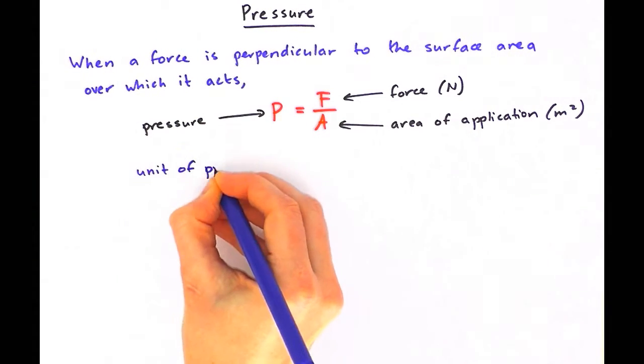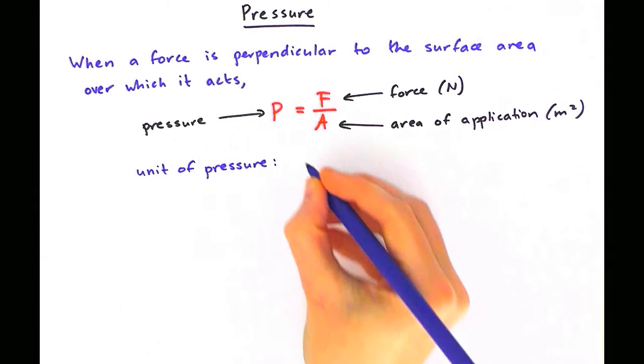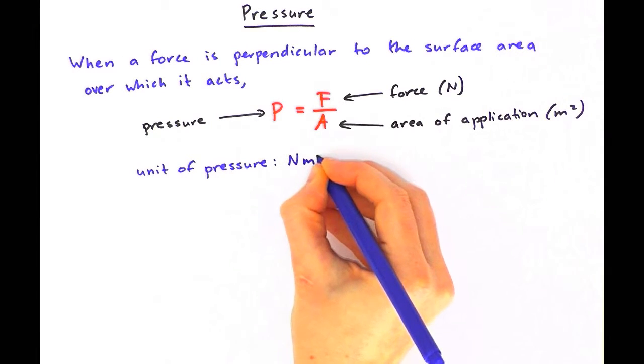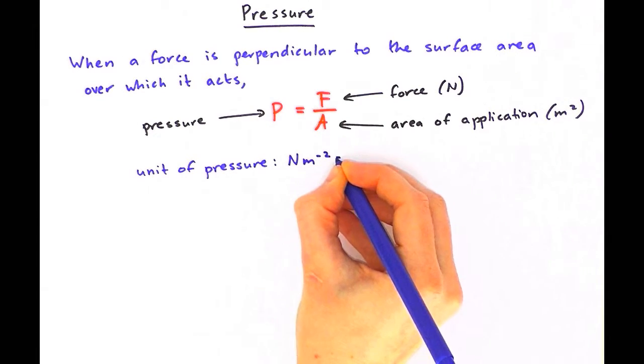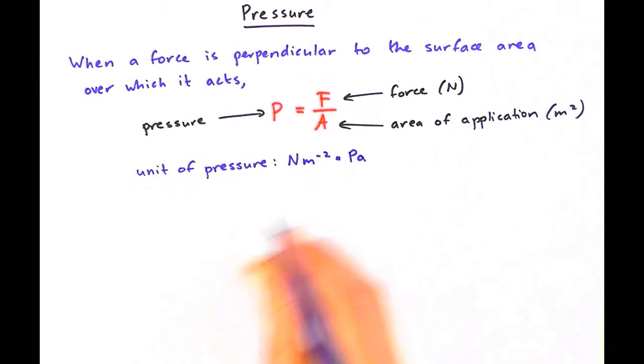So what are the units of pressure then? Well, the equation basically tells us what they are, because we've got newtons divided by meters squared, so we get newtons per meter squared. And that's given its own name. It's called the pascal, which is Pa. So the unit of pressure is pascals.